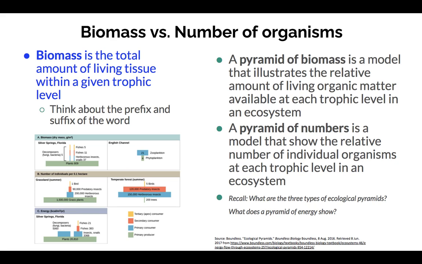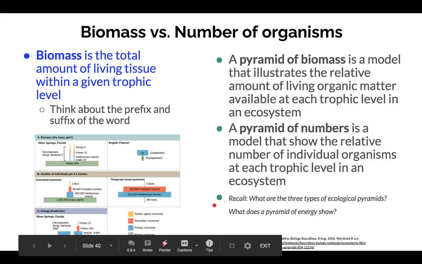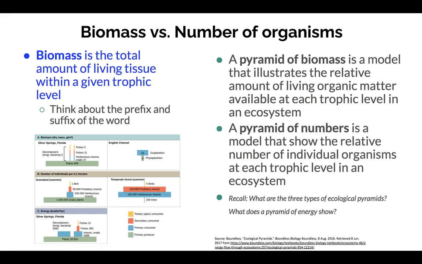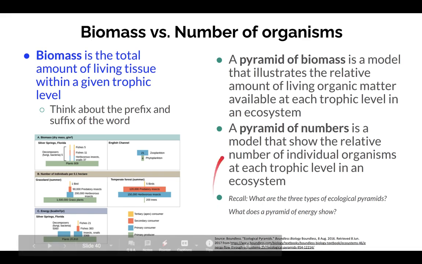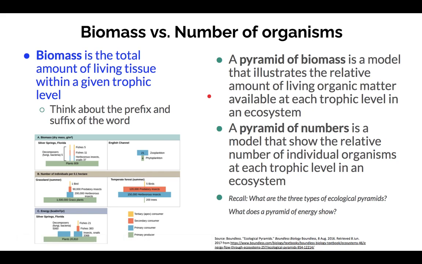So biomass is the total amount of living tissue within a given trophic level, okay? And then here are the other 2 pyramids. So a pyramid of biomass is a model that illustrates the relative amount of living organic matter at each trophic level in an ecosystem. A pyramid of numbers is the model that shows the relative number of individual organisms. So kind of think to yourself, what were the 3 types of ecological pyramids, and what does a pyramid of energy show? So if you remember, pyramid of numbers, pyramid of biomass, we also have a pyramid of energy, and pyramids of energy show the relative amount of energy at each trophic level.